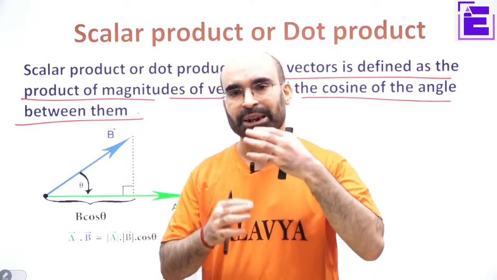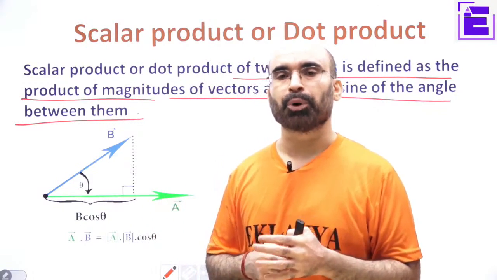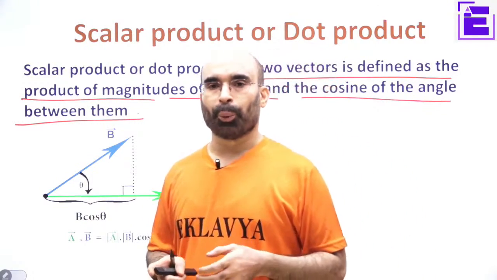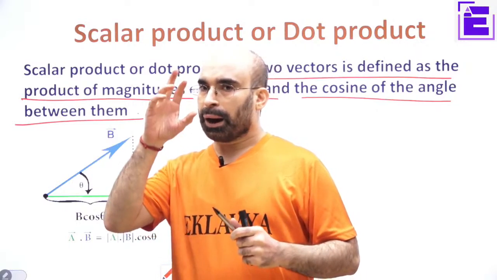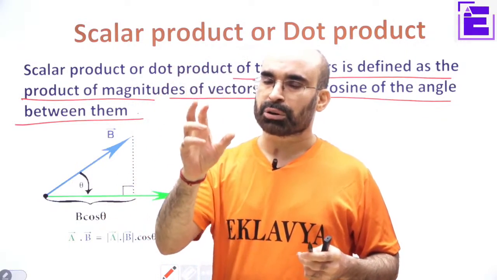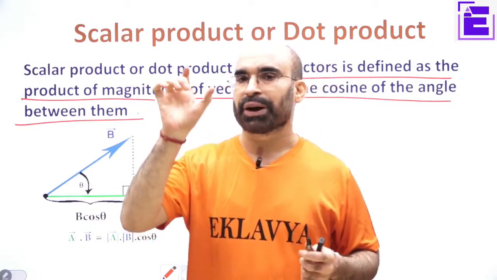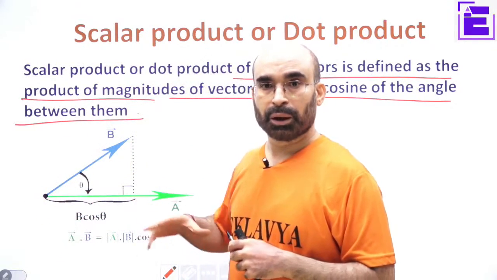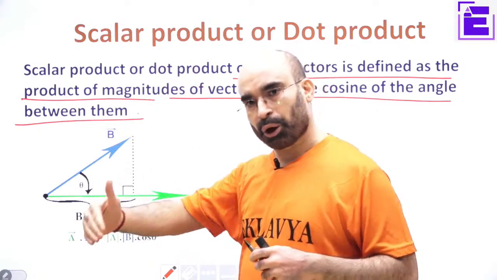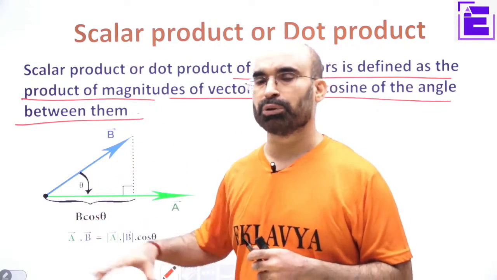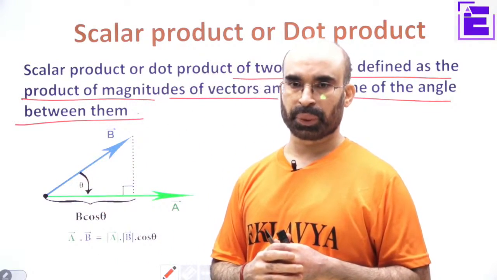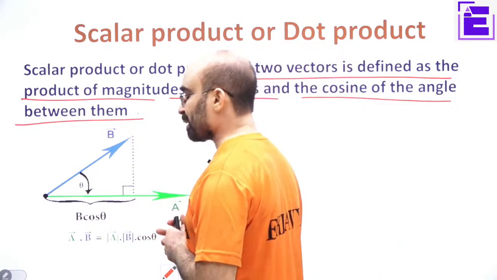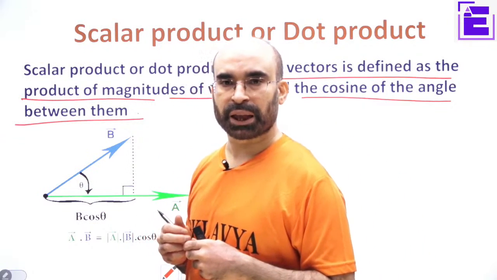It has got significance. So right now, suppose you have a situation when you have to find out the component of one vector along another vector. What would you do? You would do dot product. Okay, so just try to understand this very, very simple thing.